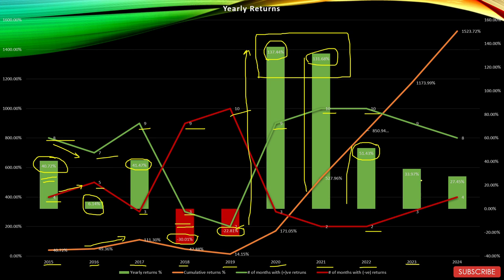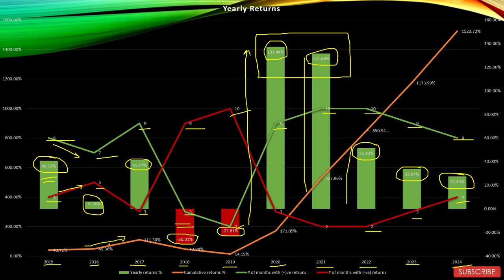In 2023, the sector still performed strongly and gave returns of 33.97% with 9 positive months and 3 negative months. And 2024 too was a solid year with 27.45% returns, 8 positive months and 4 negative months.